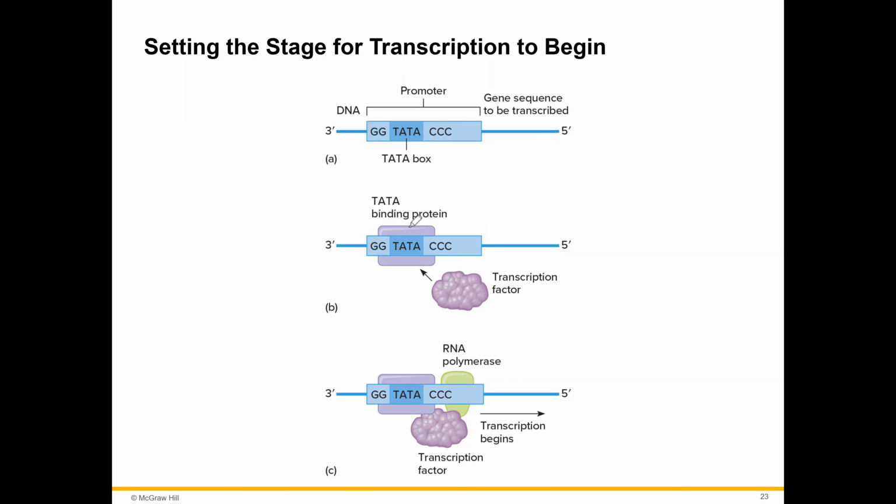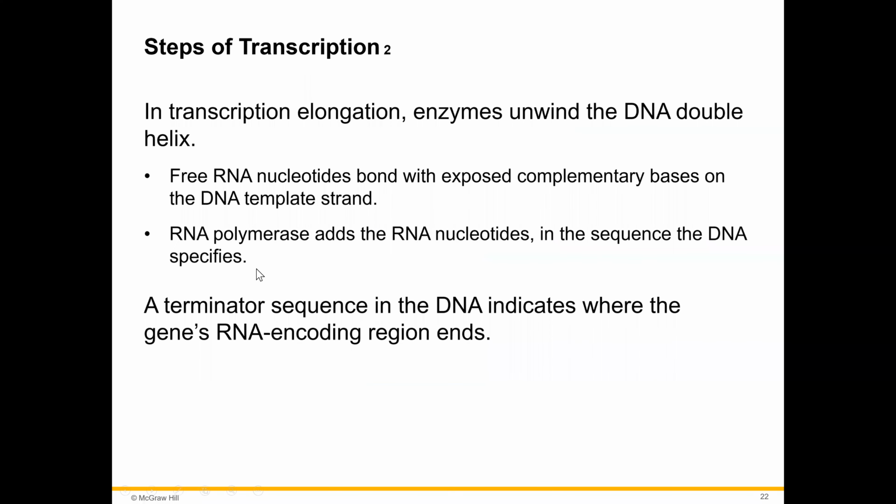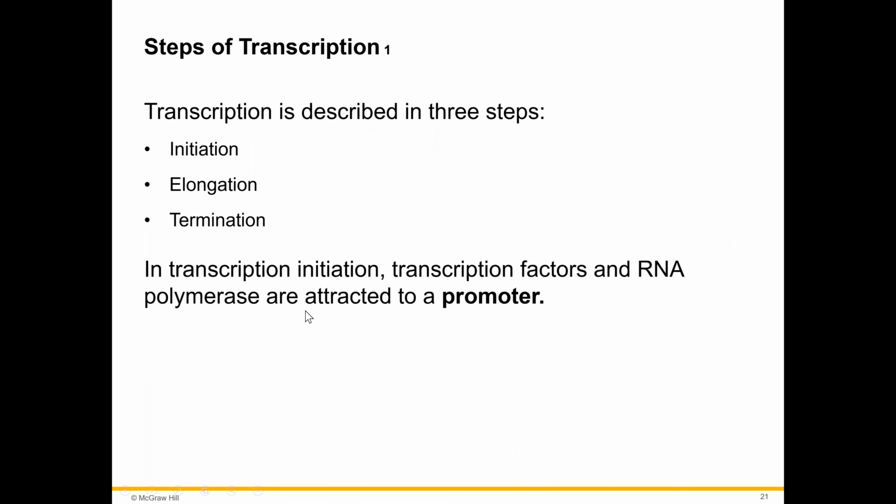Now we will have binding proteins, transcription factors, and RNA polymerase binds to this promoter. After that, we start transcription. That makes sense. Now, we need these binding proteins and transcription factors to start the process, and RNA polymerase is going to make our messenger RNA.